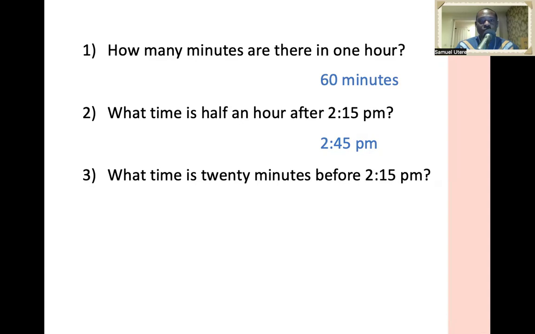Next, you're asked, what time is 20 minutes before 2:15? So if we count back from 2:15 p.m., it will take us to 2 p.m. And then we're left with 5 minutes to use up out of the 20 minutes. So that will take us to 5 minutes to 2, or 1:55 p.m.